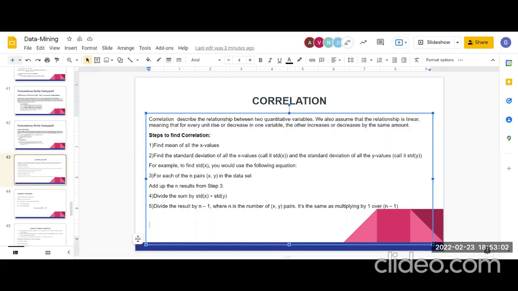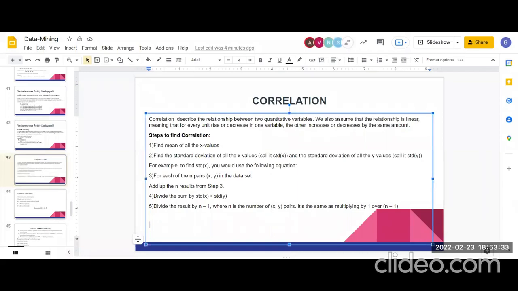And we could also see over here the steps to find correlation, where we have to calculate the mean and standard deviation of all the x values and all the y values. And for calculating it, we just have to calculate the summation of all the x values and summation of y values and divide the sum by the standard deviation of x multiplied by the standard deviation of y. And all those steps are mentioned over here.